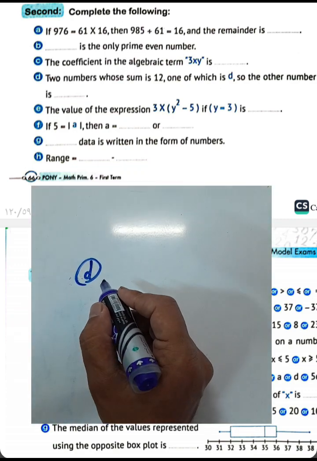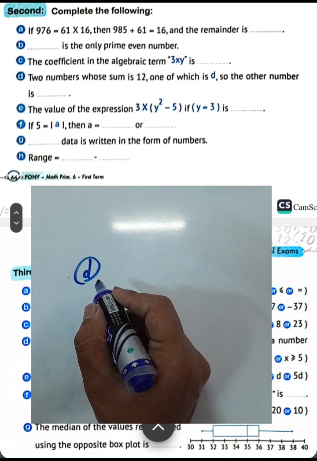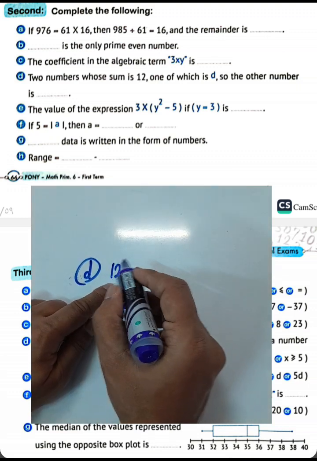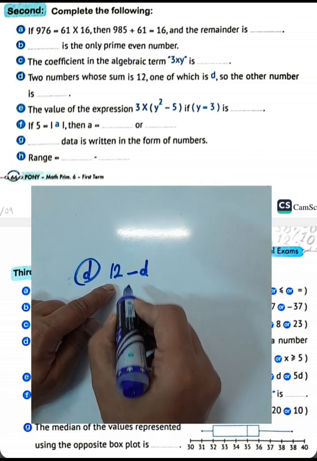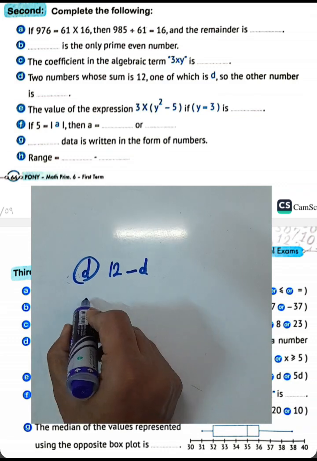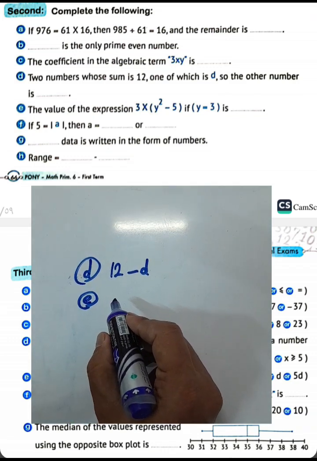Question letter D. Two numbers whose sum is 12, one of which is D, so the other number will be the difference between the total and the first number D: 12 minus D. Understood?